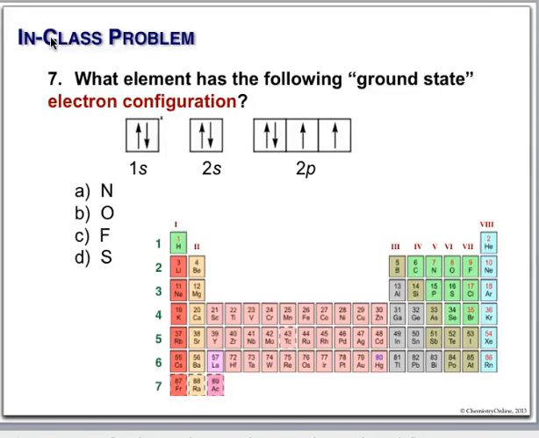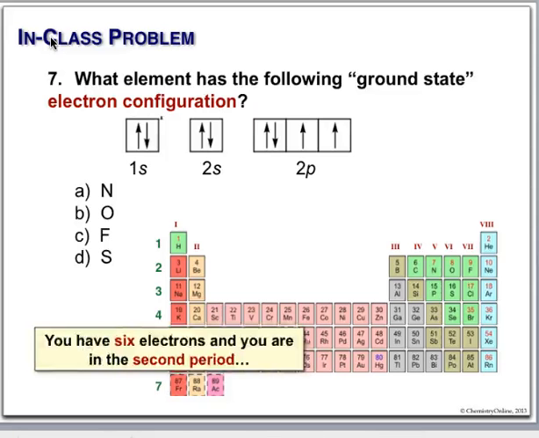All we have to do here is count: 1, 2, 3, 4. And that makes it oxygen. Go to your 2p orbitals here, count out your 4 electrons, and we're there.